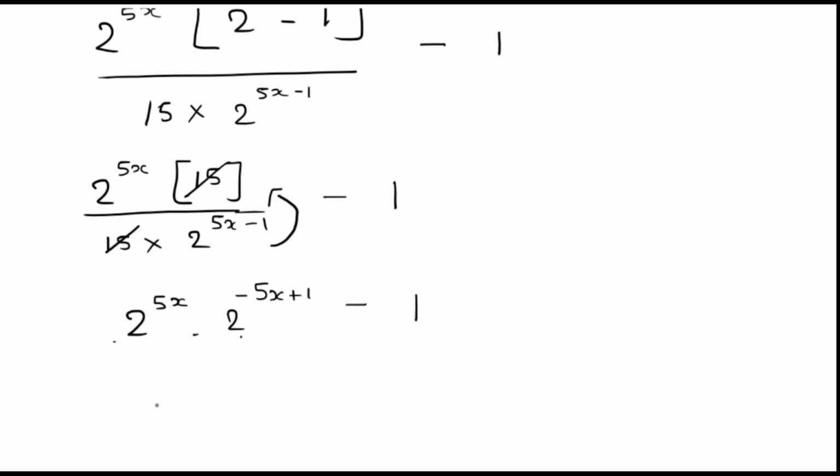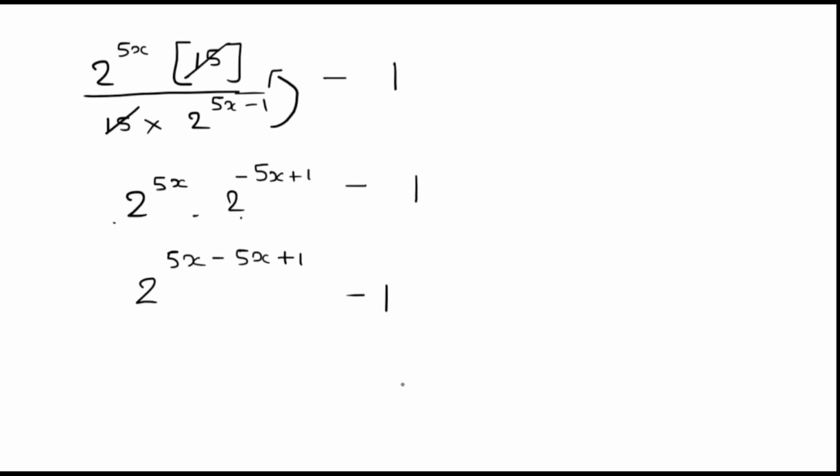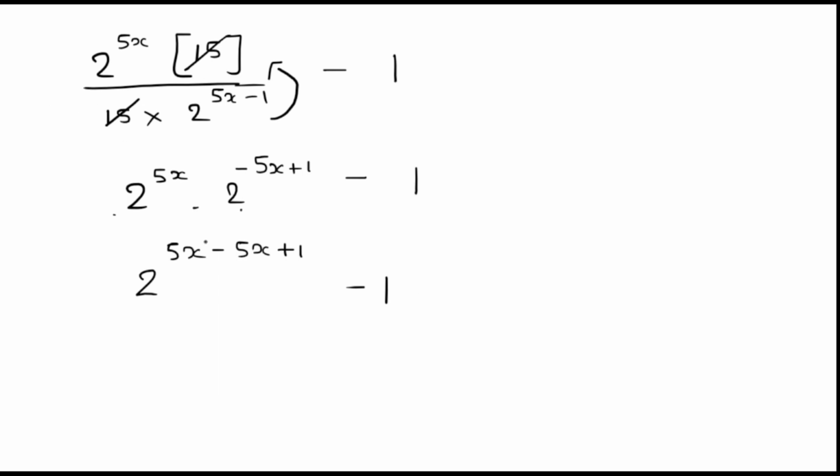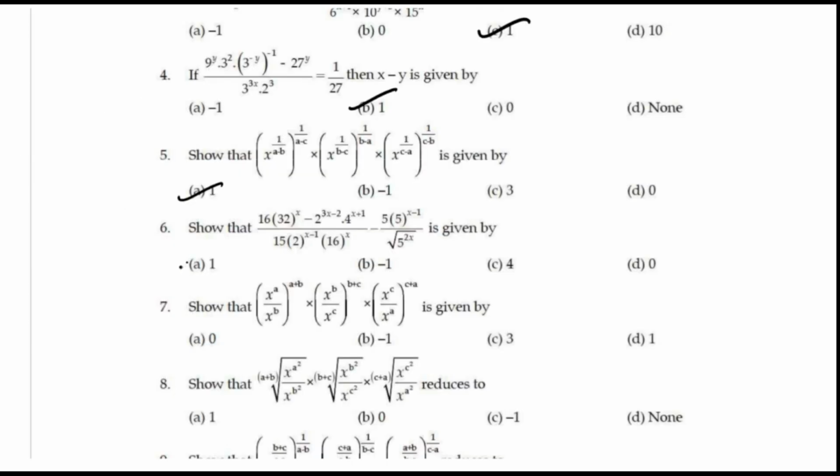Here 2 and 2, the base is same, so the powers can be added. So this will become 2 to the power 5x minus 5x plus 1 minus 1. 5x and minus 5x will get subtracted. So this is 2 to the power 1 is 2 minus 1, which is equal to 1. The answer is 1. Option number A. Sixth one, option A is the correct answer.